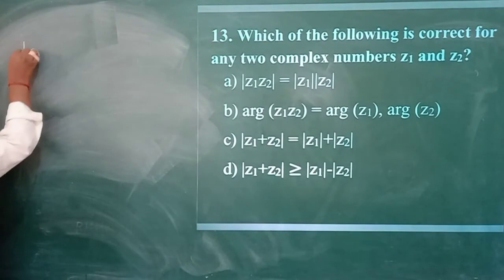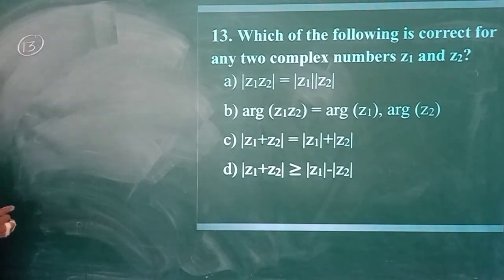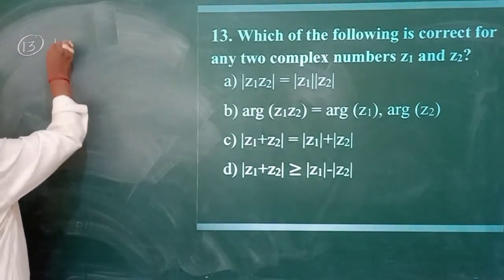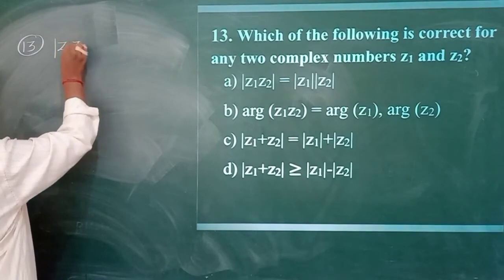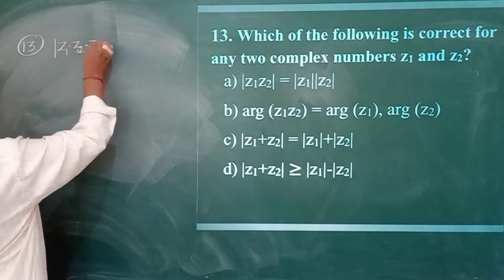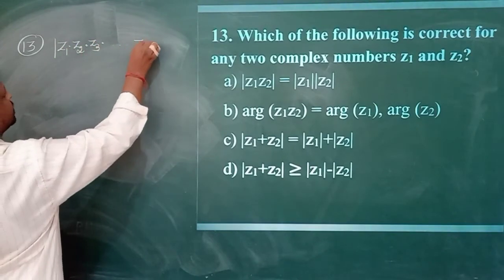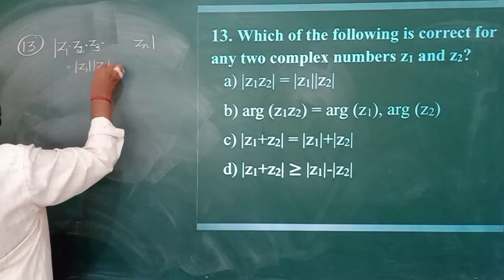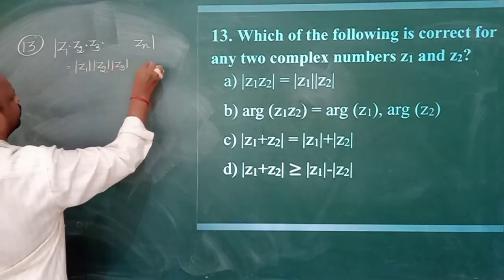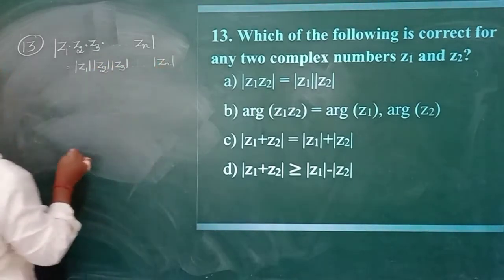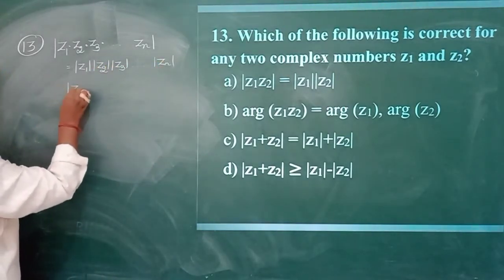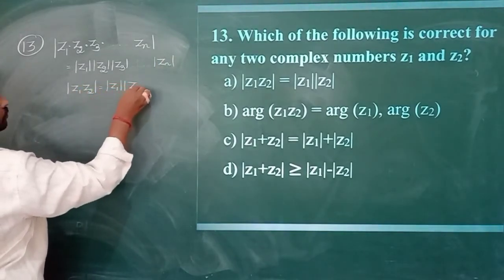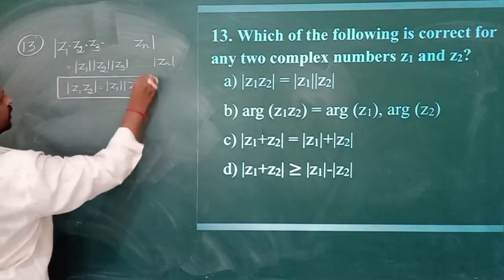Thirteenth one: which of the following is correct for two complex numbers? Here we have one standard result: modulus of z1 z2 ... zn is equal to modulus of z1, modulus of z2, modulus of z3, ... modulus of zn. So therefore, modulus of z1 z2 is equal to mod z1 into mod z2. Option A is the correct answer.